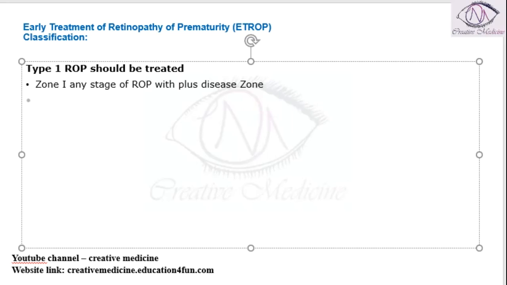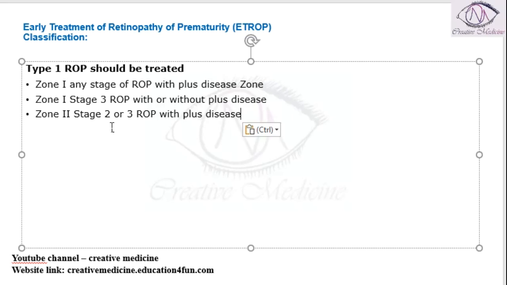Second type is zone 1 stage 3 retinopathy of prematurity with or without plus disease. Zone 1 any stage with plus disease is type 1 retinopathy of prematurity, which should be treated. Zone 1 stage 3 retinopathy of prematurity with or without plus disease is also type 1 retinopathy of prematurity, which should be treated. Then we have zone 2 stage 2 or stage 3 retinopathy of prematurity with plus disease. Then we have type 2.